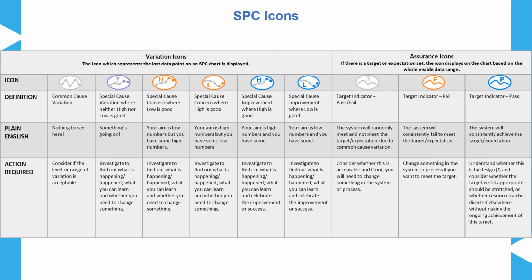So if we have a target or an expectation set, the icons display on the charts based on the whole visible data range. So if your system is unlikely to meet the target or expectation, you'll see that orange F icon. So that's an indication that you're likely to not meet your target. You would see the blue P icon if your system is consistently achieving the target, and you'll see the grey question mark icon if your system is randomly meeting and not meeting the target on the basis of your common cause variation.